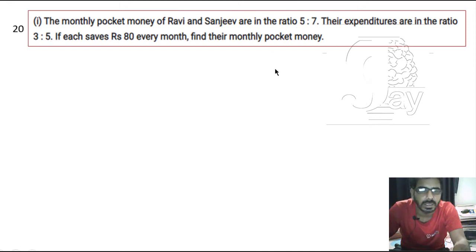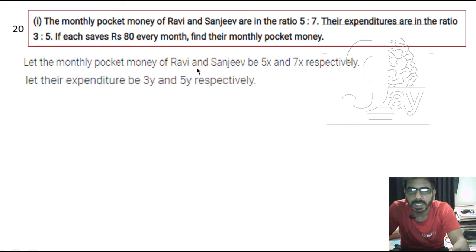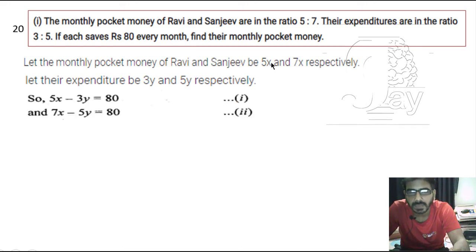So we have the monthly pocket money of Ravi and Sanjeev as 5x and 7x. Remember, we are comparing the incomes, so we have taken 5x and 7x, but for expenditure we are going to take 3y and 5y. And what is the saving for Ravi? It is 5x minus 3y, that is the saving for Ravi, and that is 80 rupees. And for Sanjeev it is 7x minus 5y, the saving is 80 rupees.